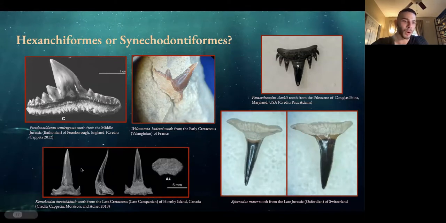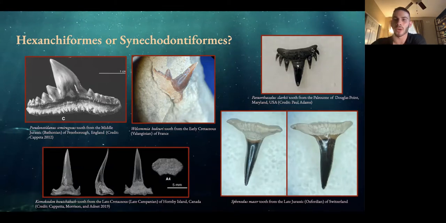Another obscure shark is Gamoxodon kuthchikuth. This is from the late Cretaceous of Hornby Island, Canada as well. And this has a Sphenodus-like crown like this. However, it has these lateral cusplets, though you can sometimes find Sphenodus with this. It's not common. But most importantly, the root structure is very similar to that of chlamydoselachoids, where it protrudes out very much so lingually with these notches, where these interlock in a similar way that a chlamydoselachid type jaw would. Which, I don't know, this could be evidence that chlamydoselachoids evolved from a Sphenodus-like ancestor. It is possible, and I think that further investigation needs to be done with these.